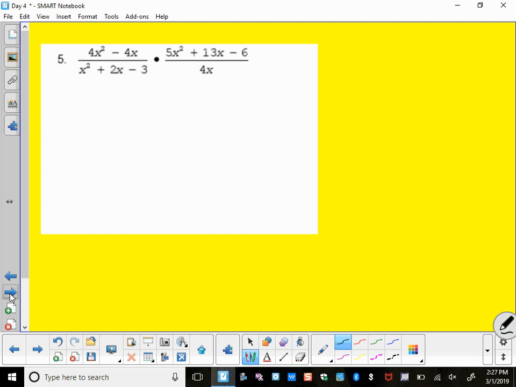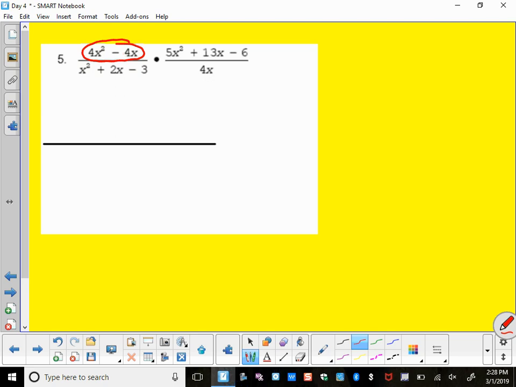Alright, let's do number 5. We're skipping around here. So, here's my first one. I can't do the AM method, right? Because I only have 2 terms. I have a binomial. So I can either do GCF, I can do DOTS, or I can SOAP. Which one do I have here? You can't DOTS that. You can GCF it, yeah.